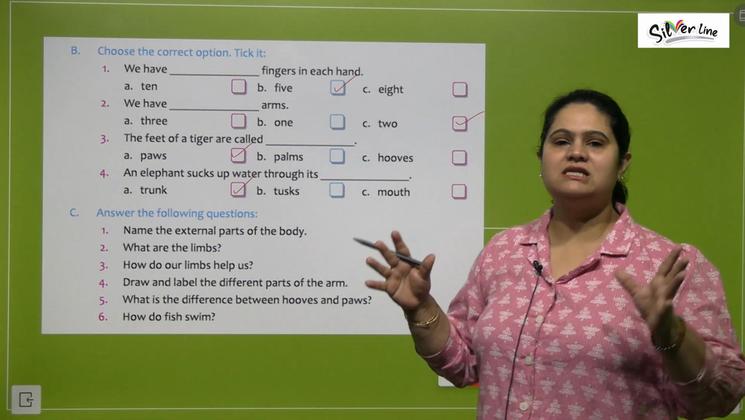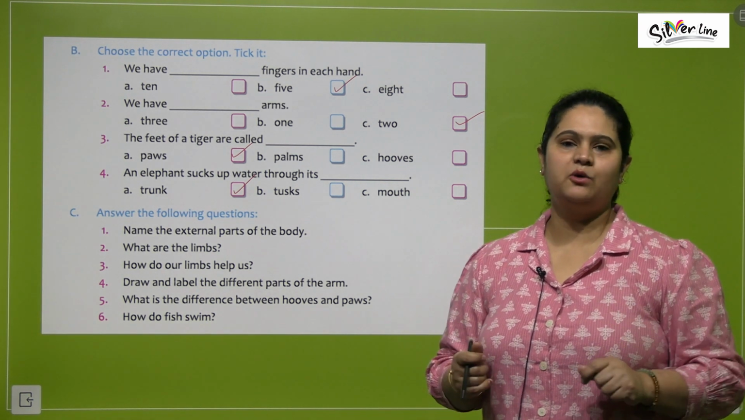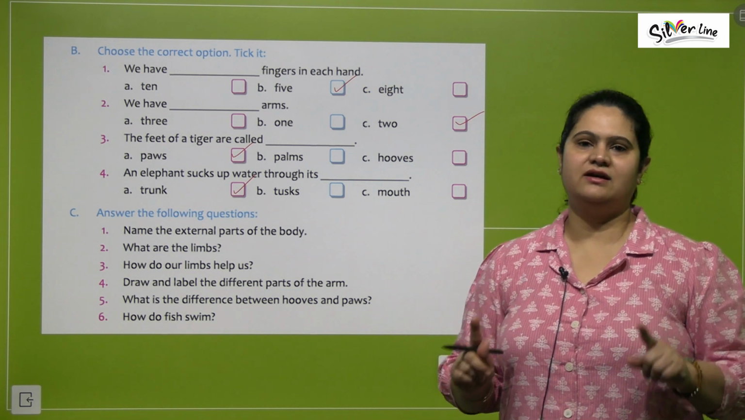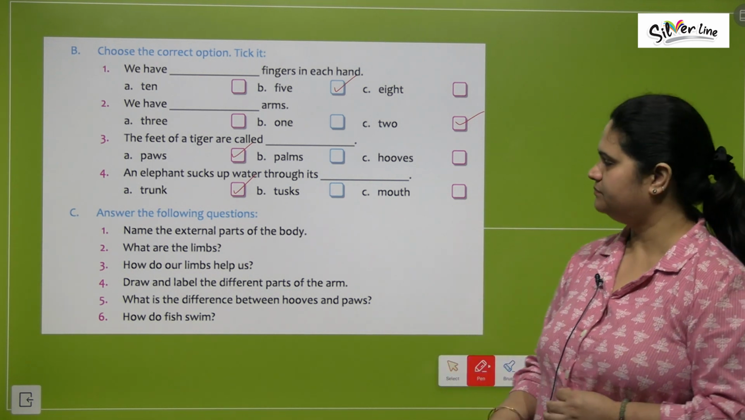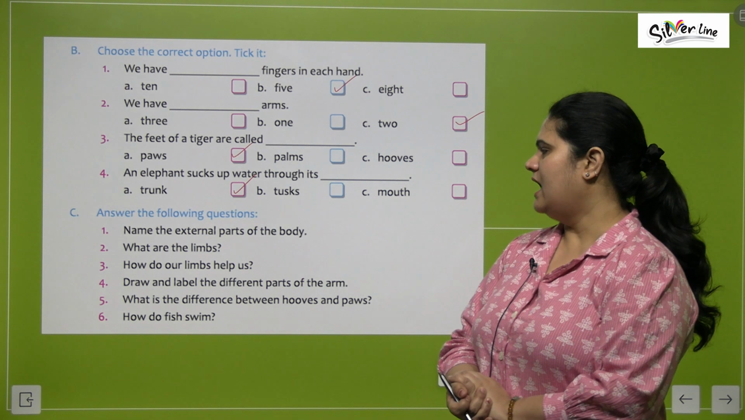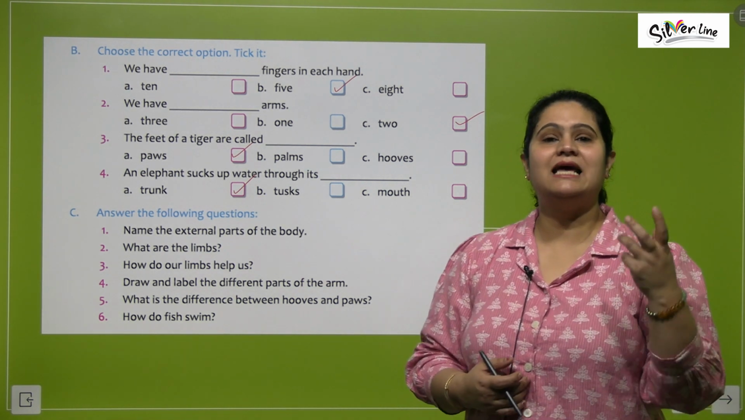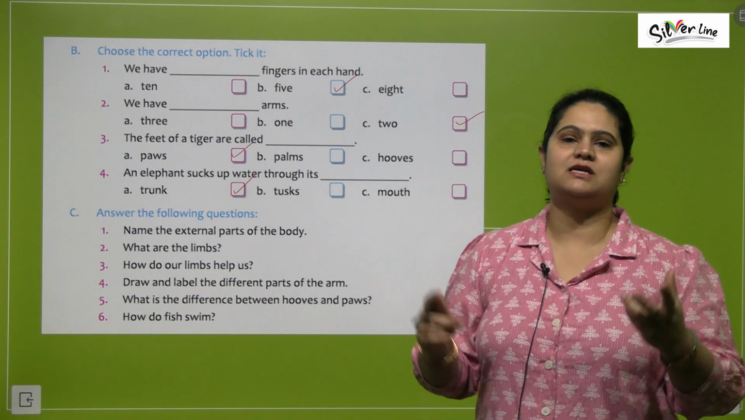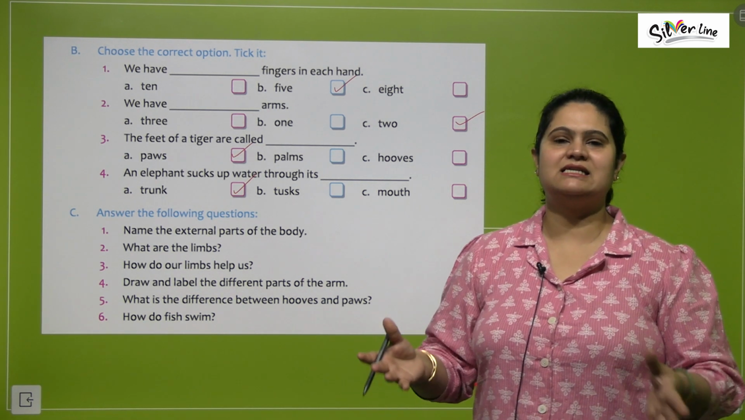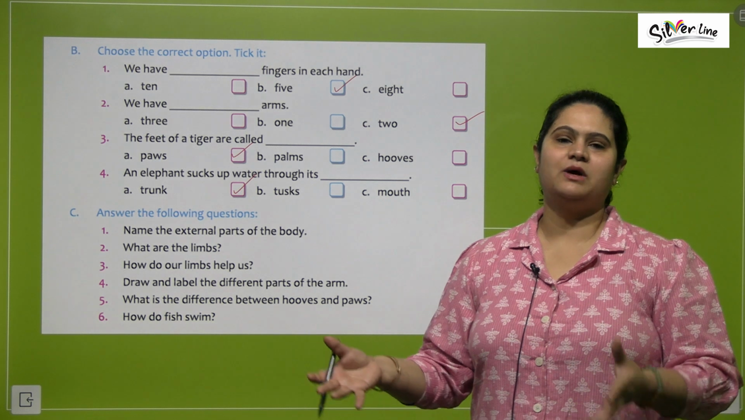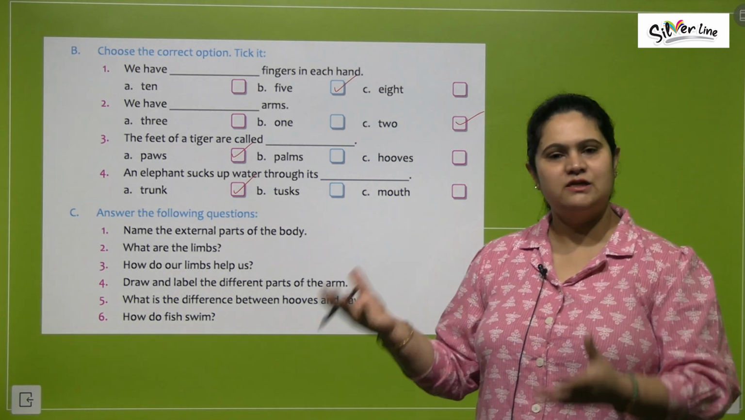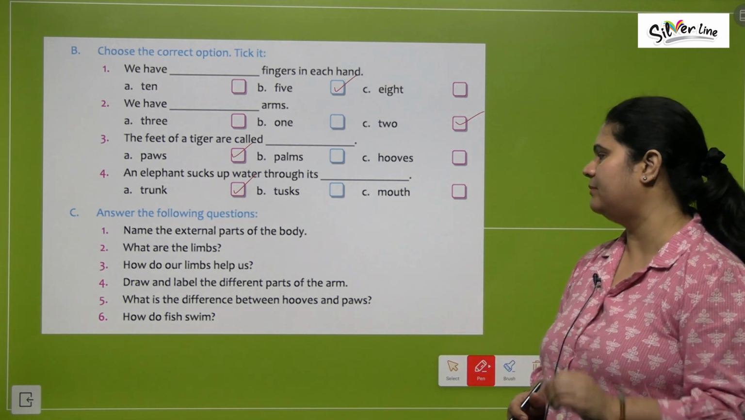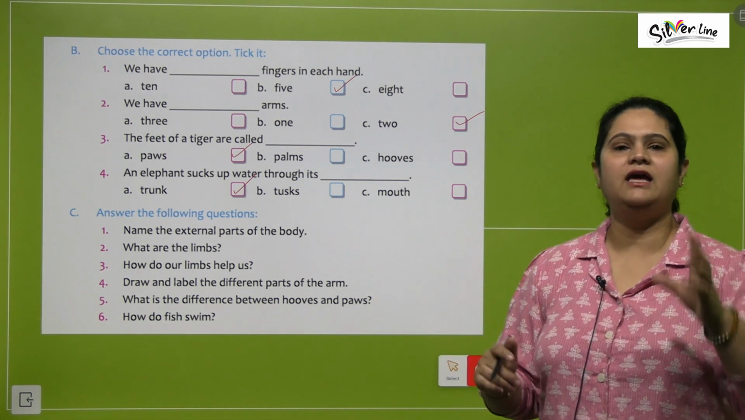Number 2, what are limbs? Limbs क्या होते हैं बच्चों? Our arms and legs together are known as limbs. Number 3, how do our limbs help us? Limbs हमारी कैसे help करते हैं? Our limbs help us to do various things like moving from one place to another, holding things and so on, right?